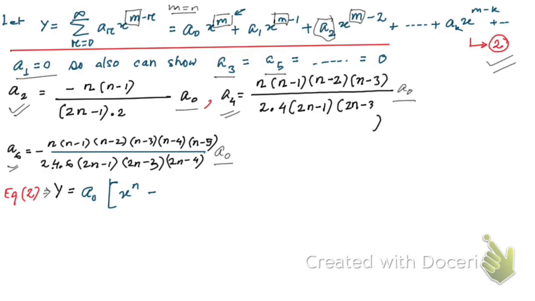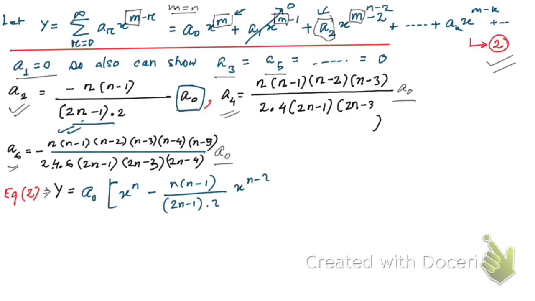Now here you see this a1 is equal to 0, this term will be 0. Now a2 is equal to this. Let us replace this a2 by this. A0 is taken common, so we're gonna have minus n into n minus 1 divided by twice n minus 1 into 2, right? And we're gonna have x to the power n minus 2 here.